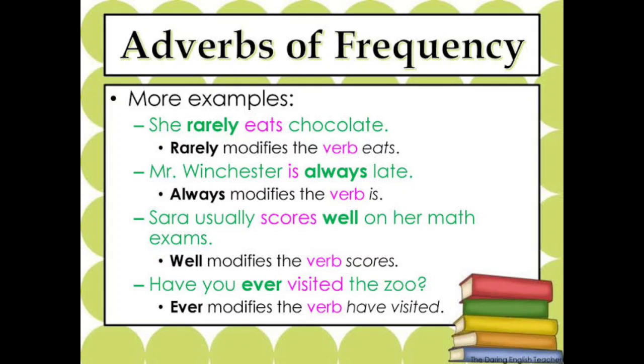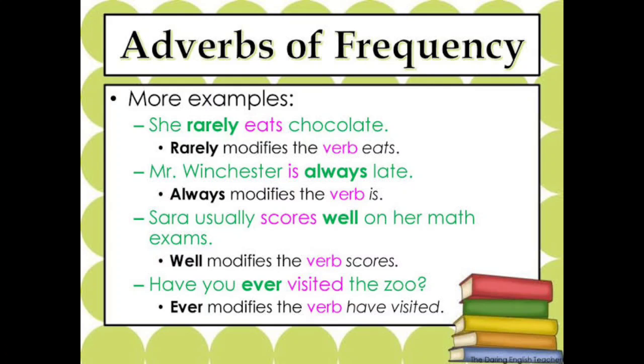Look at the examples for adverb of frequency. First example, she rarely eats chocolates. Here, rarely modifies the verb eats. So rarely is the adverb of frequency, children. Look at the next sentence. Mr. Winchester is always late. So here always is the adverb of frequency that modifies the verb is. So always is the adverb of frequency.